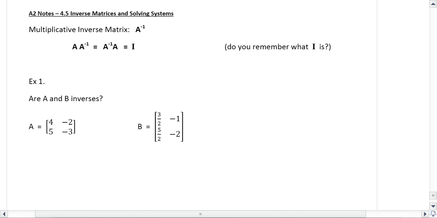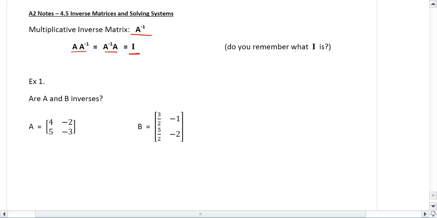This video is for Algebra 2, Chapter 4, Section 5, Inverse Matrices and Solving Systems. So we'll start our discussion by talking about what this means right here, this A to the negative 1 power. This little negative 1 power indicates that it is the inverse of matrix A. And so a little discussion here. If you take a matrix A and you multiply it by its inverse, you get the identity matrix. If you take the inverse of matrix A and multiply it by matrix A, you get the identity.